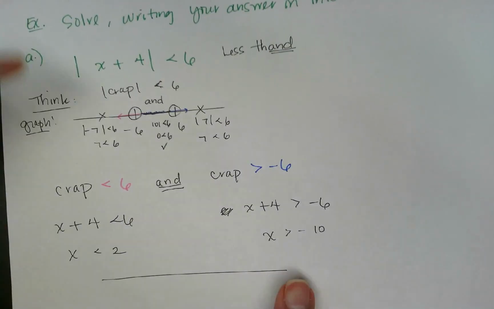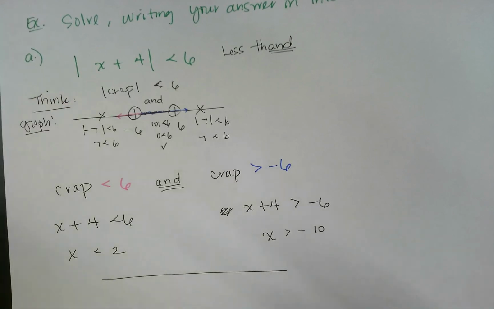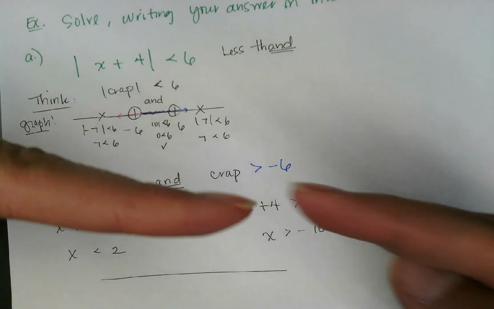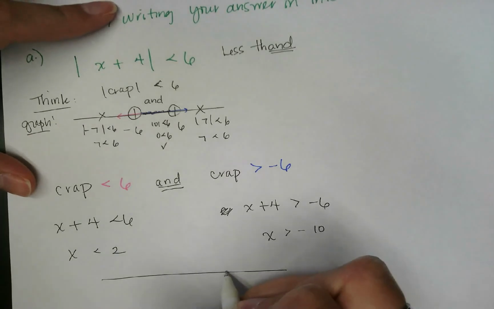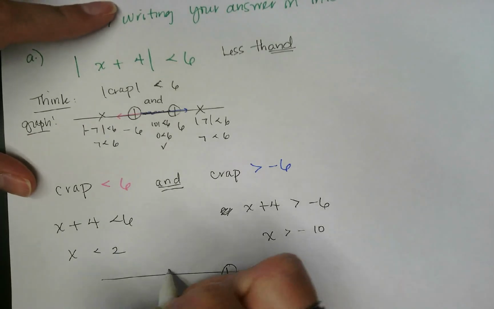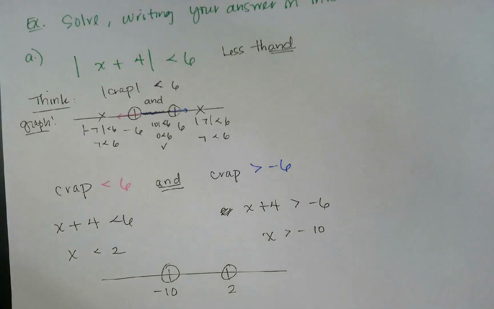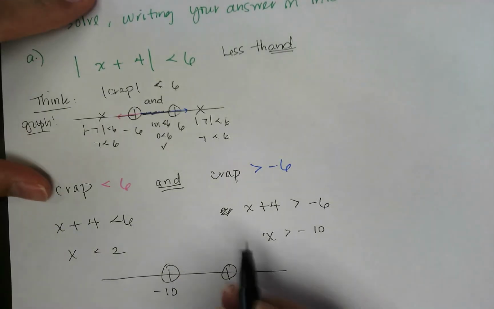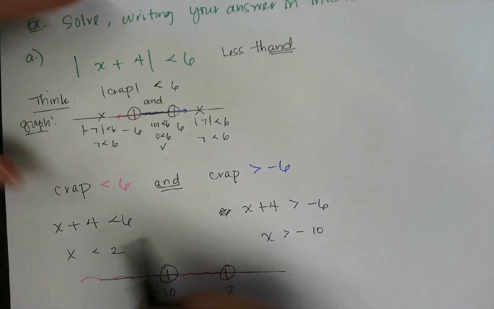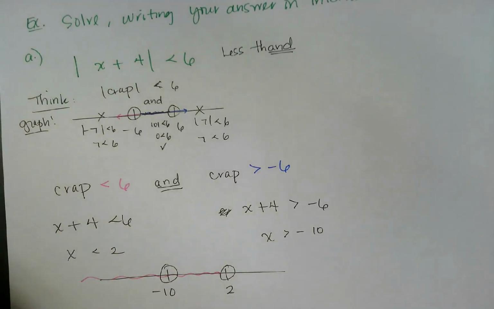So let's see what happens. 2 is positive, it goes over here. Negative 10 goes over here. And if we graph these, let me do my color coordinating. Okay, less than 2, that's all of these numbers. And greater than negative 10 is all of these numbers. But in an and statement, you only take where they intersect.